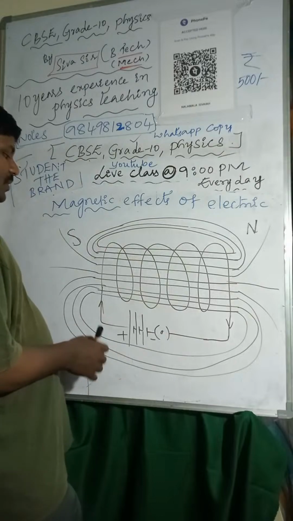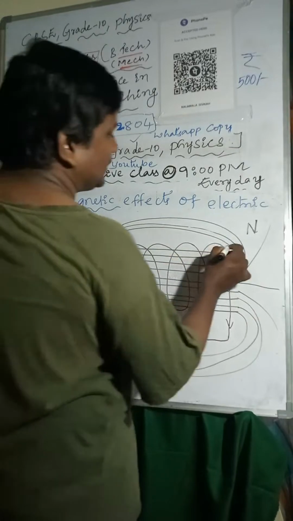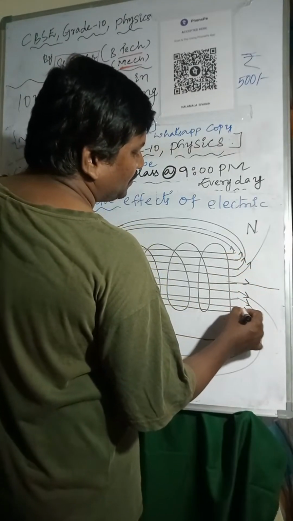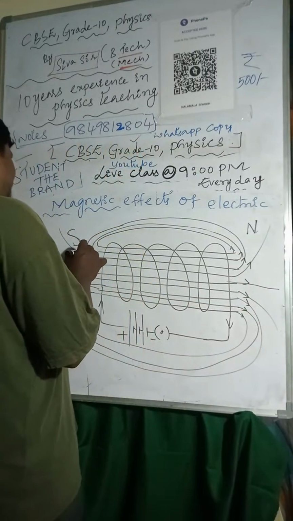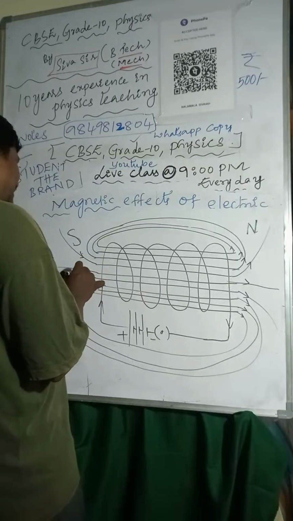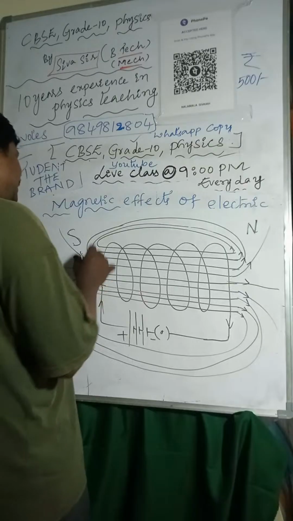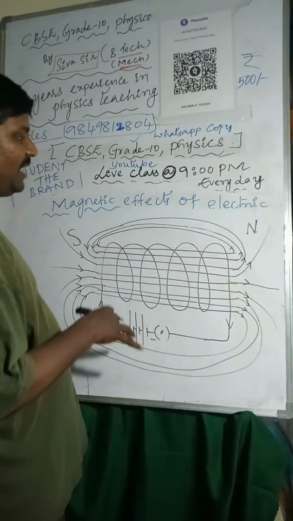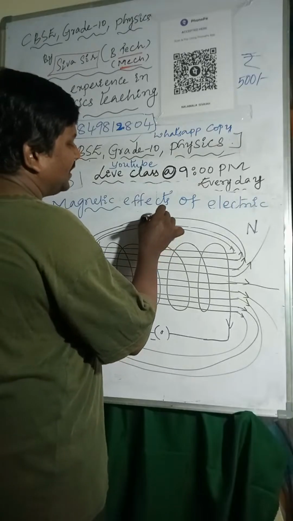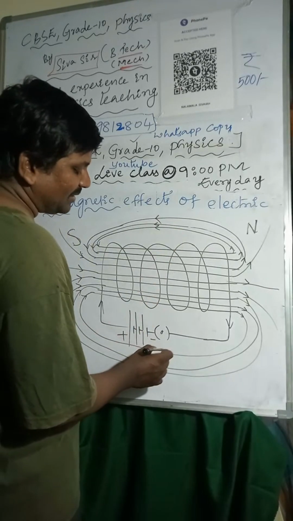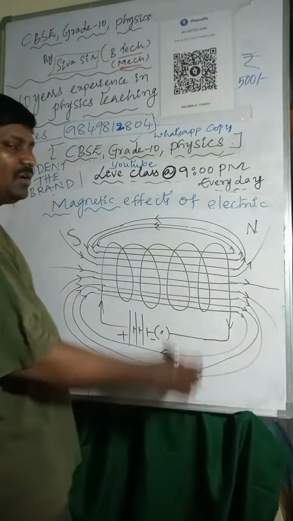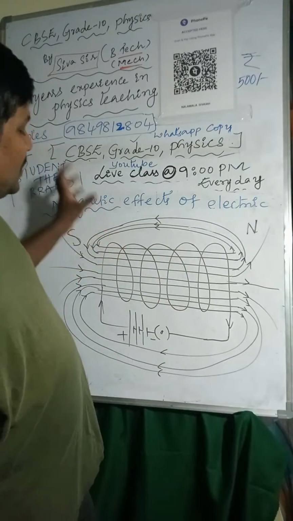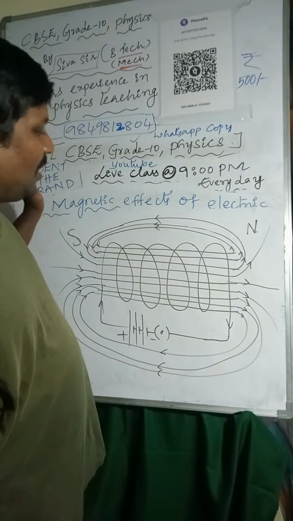Current is passing, so the magnetic field is also there. Here it is leaving the north pole. Everybody be alert, the magnetic field is reaching the south pole. We have to announce that. The magnetic field leaving the pole is called the north pole. The magnetic field reaching the pole is called the south pole.